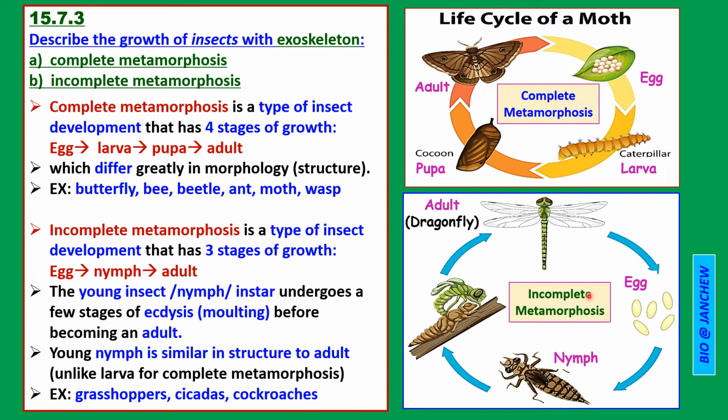Now this is quite unlike the larva compared to the adult stage for complete metamorphosis. These two are very different, okay, but the nymph is similar to the adult stage in the life cycle of an insect which carries out incomplete metamorphosis. Now, examples of insects that carry out this type of metamorphosis, incomplete metamorphosis, are the grasshoppers, cicadas, cockroaches, and dragonflies.